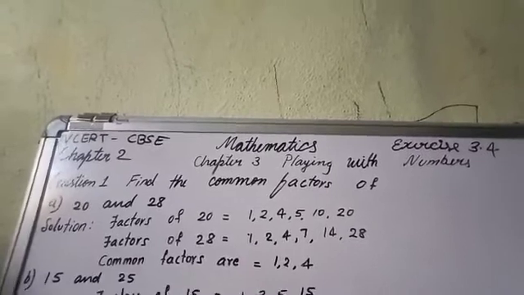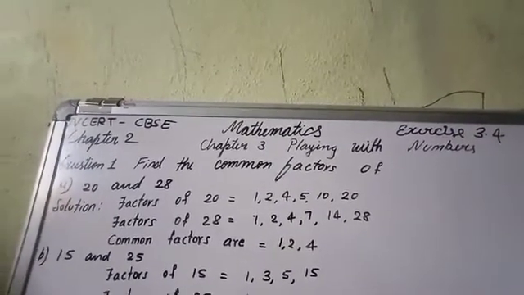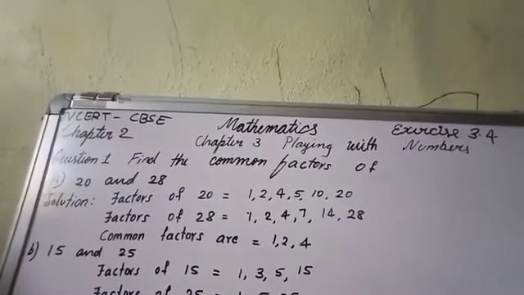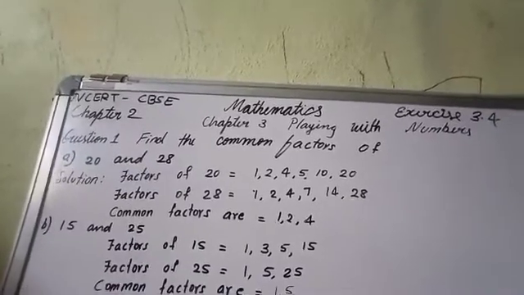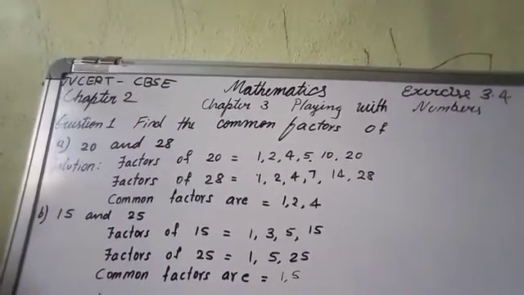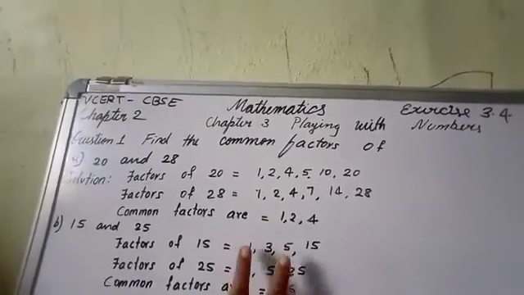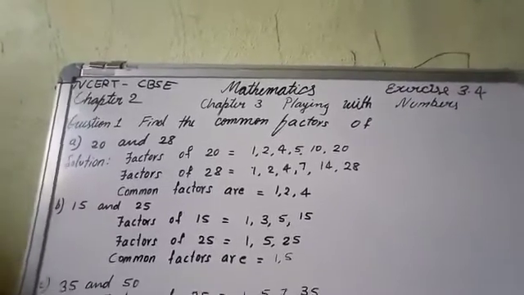Next, 15 and 25. Factors of 15: 1 times 15, 3 times 5, 5 times 3, 15 times 1. Factors of 25: 1 times 25, 5 times 5, 25 times 1. So here the common ones are 1 and 5. So the common factors are 1 and 5.